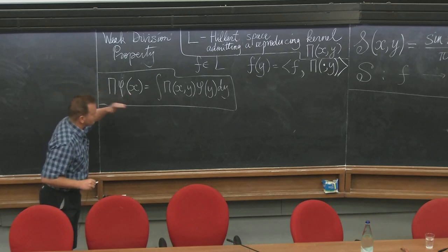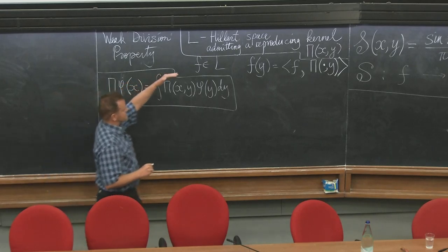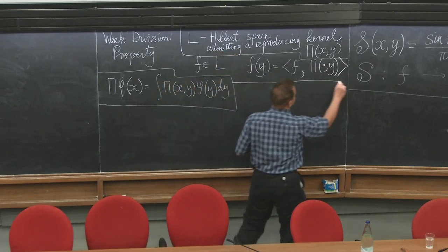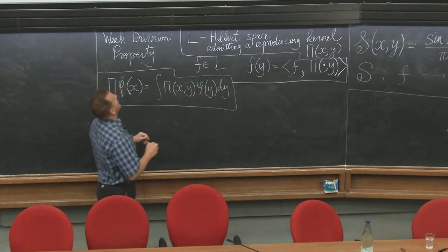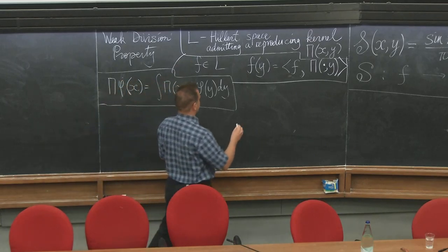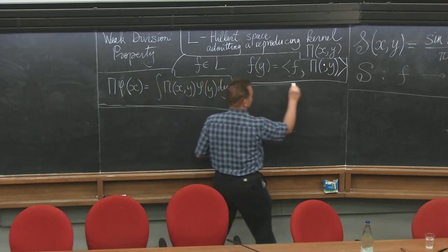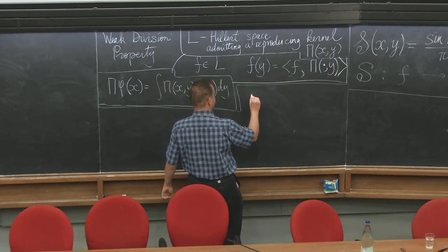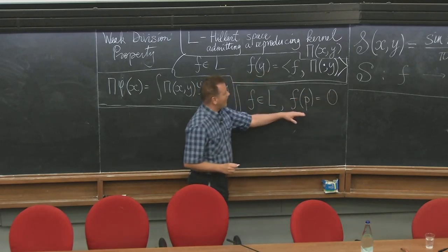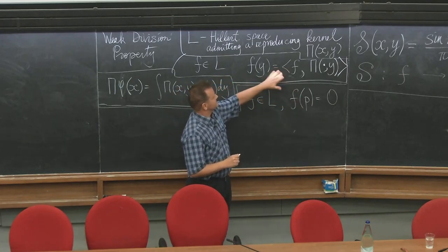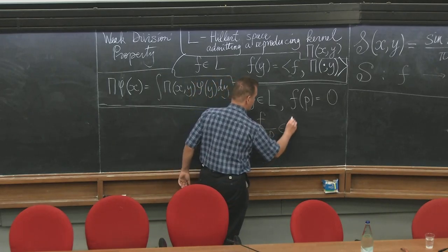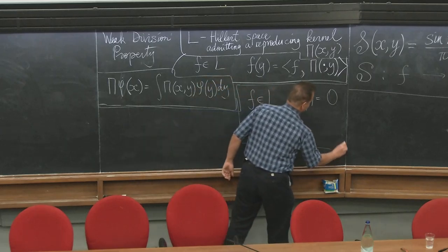Precisely, the projection is given by a kernel, and this precisely means that the operation of taking the value of a function at a point is given by taking the inner product with the kernel. If I have such a reproducing kernel Hilbert space, then the weak division property is formulated as follows: if f is in L and the value of f at some point p is equal to zero, then f over x minus p belongs to L. Why can I take the value of a function at a point? Because the value of a function at a point is a continuous functional. This is the weak division property that I use.